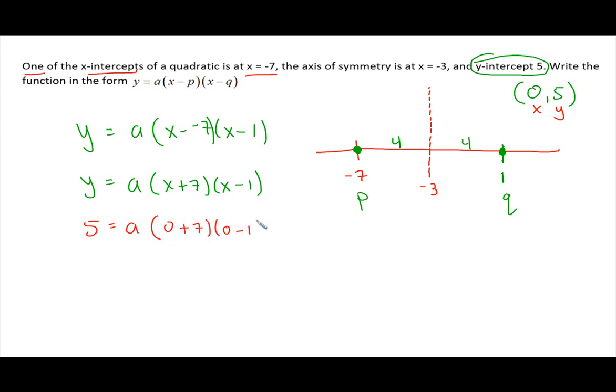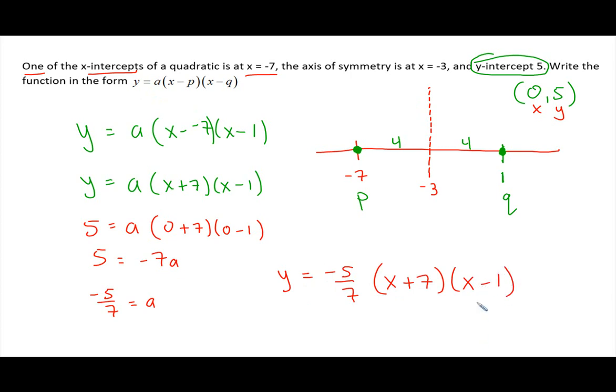Work this out. So we're going to end up with basically negative 1 times 7. So negative 7a is equal to 5. Divide by negative 7. So negative 5 over 7 is our a value. So the equation in x-intercept form is going to be negative 5 over 7 times x plus 7 times x minus 1.